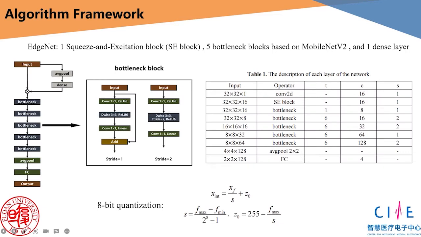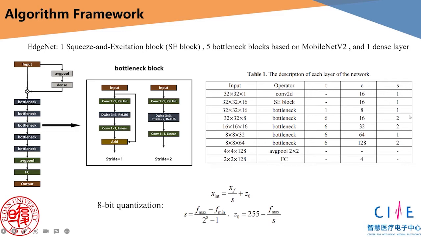Convolutional neural network (CNN) is a feed-forward neural network, and it has a good effect on image recognition. However, the increase in classification capability comes with other drawbacks. The size and the computational complexity of the model become high and beyond the capabilities of the IoMT system. In this paper, the edge computing network contains one SE block, 5 bottleneck blocks based on MobileNet v2, and one dense layer, as shown in this figure. The description of each layer of the network is shown in Table 1. C denotes the number of output channels, S denotes the stride, and T denotes the expansion factor. The SE block adaptively assigns the weights of different feature channels by calculating the interdependency between channels.